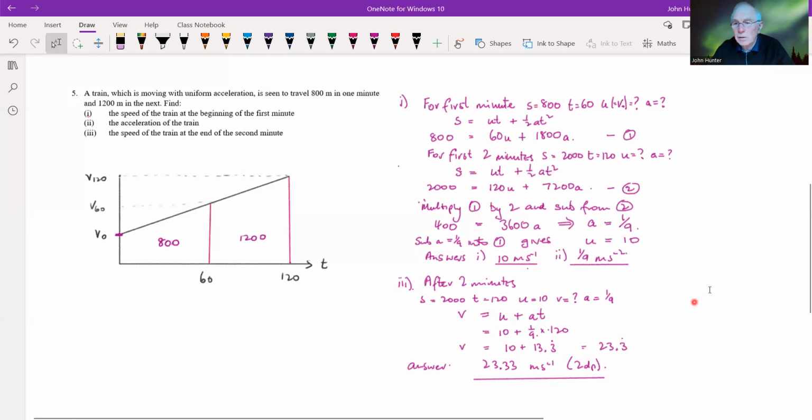Okay, so that's a fairly straightforward example, I think, but it's something to watch out for. These questions do crop up from time to time, but in reality, if you're dealing with simple linear motion, constant acceleration, they shouldn't be too challenging for you if you can understand that.